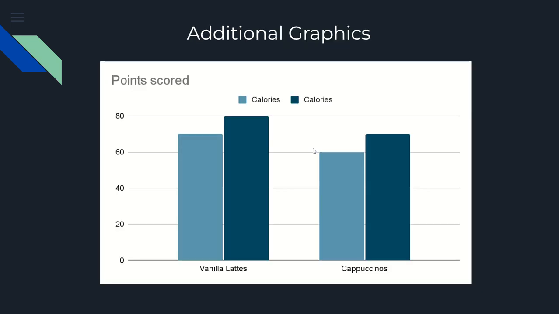So here are some additional graphics for your convenience. Here it shows the amount of calories in vanilla lattes, and it also shows the amount of calories in cappuccinos, which we see here is not that different. Literally like 5 or 10 calories difference.